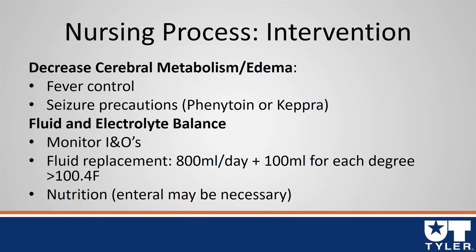You also have to keep an eye on the patient's fluid and electrolyte balance. These patients are running very high fevers, so dehydration is always a possibility. Monitor their input and output very carefully. Calculate fluid replacement based on adding 800 milliliters per day plus 100 milliliters for each degree of temperature greater than 100.4 degrees Fahrenheit.